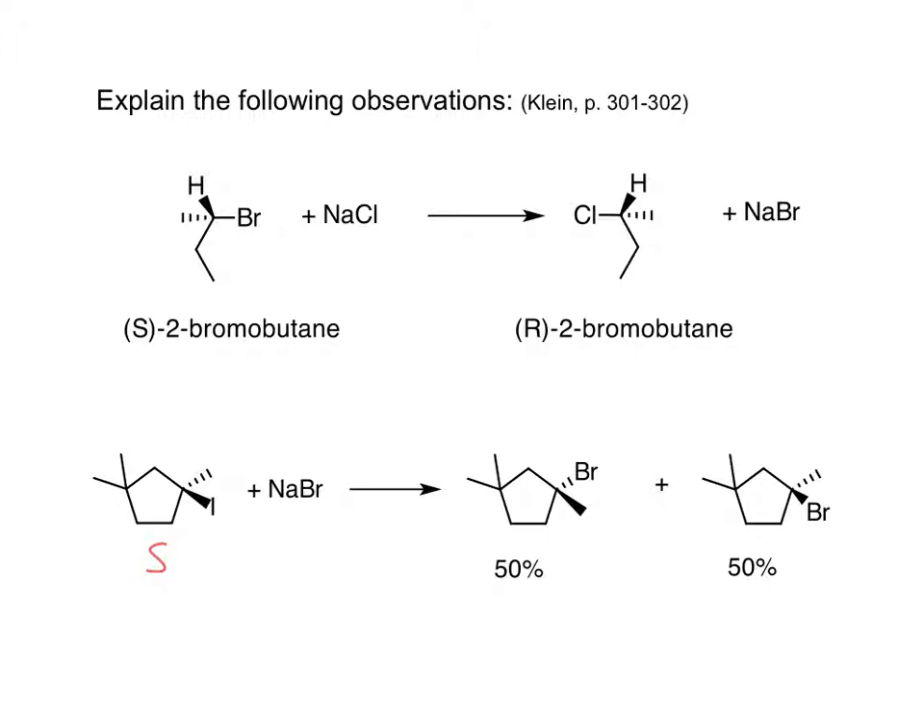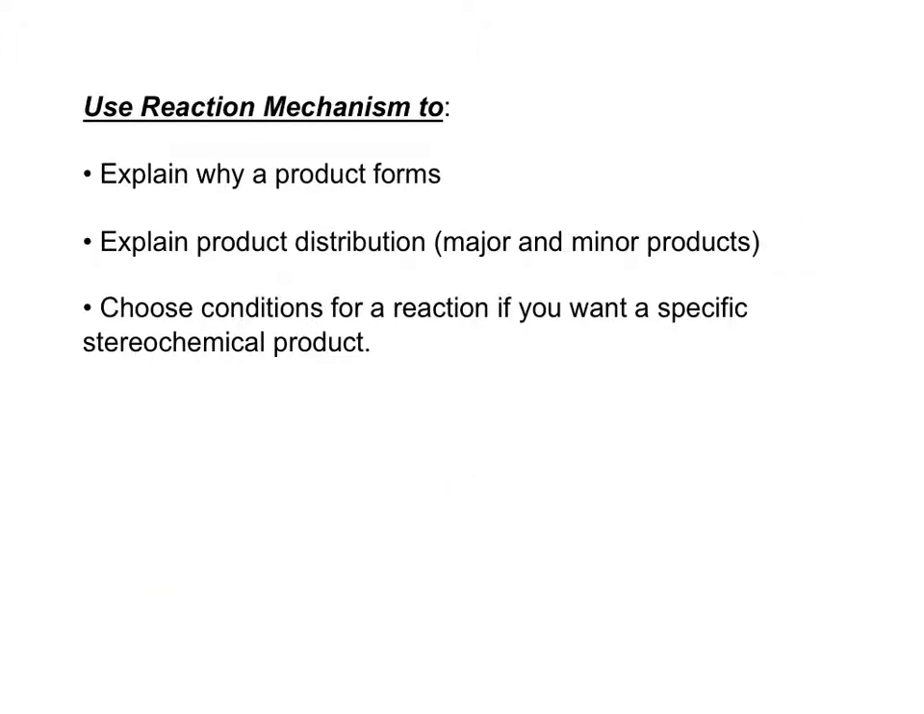The mechanism of each reaction helps us explain the stereochemistry. So remember, we can use a reaction mechanism to explain why a product forms. That's reaction 1 from the previous slide. Explain a product distribution, which is reaction 2 from the previous slide. And then we can also choose conditions for a reaction if we want a specific stereochemical product.